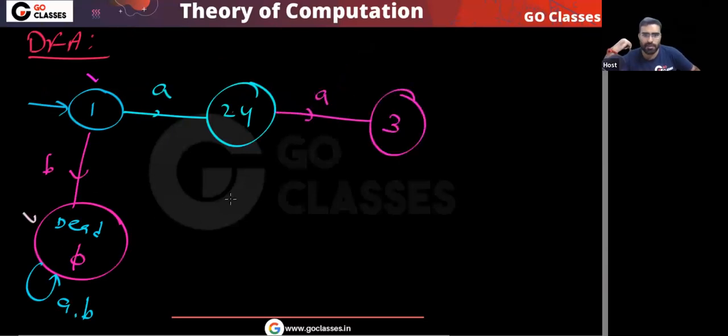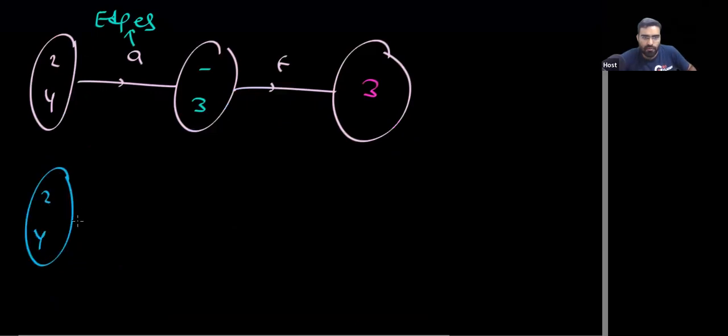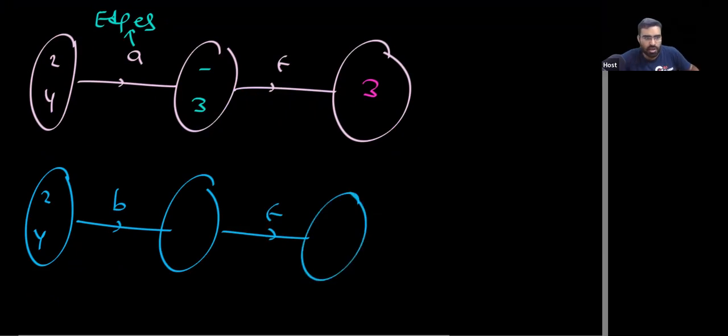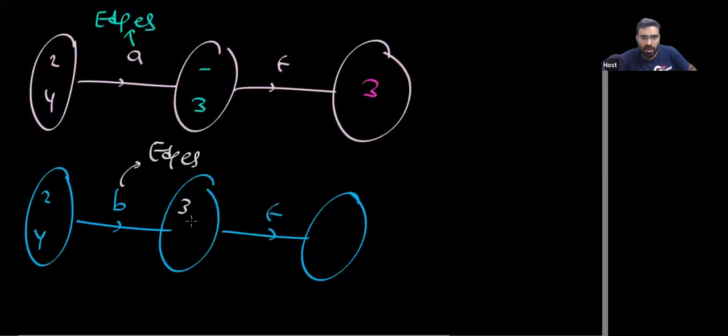Where will it go on B? 2 comma 4 on B. You can check the diagram. This 2 comma 4, where will it go on B, and then for epsilon. Just look at the edges only. So 2 comma 4 on B. This state 2 on B is going to 3 also. On B it is going to 1 also. So it is going to 3 comma 1.